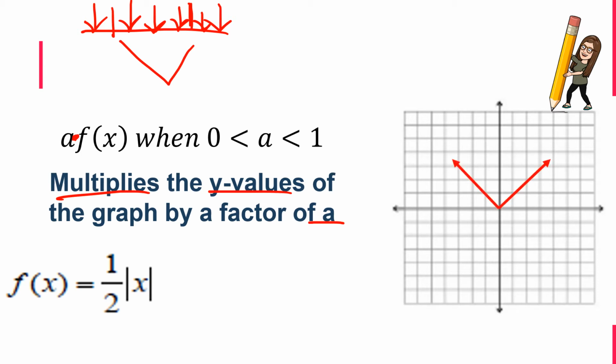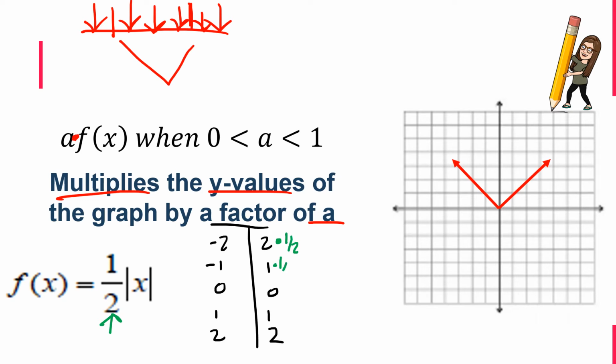Now, here's our parent function. I'm going to actually show you the table work first. So, parent table, right? We've got our same 5 x values. We know if we plug them into the parent function, we've got this. Today it says 1/2 on this example. We're going to multiply the y values by 1/2.